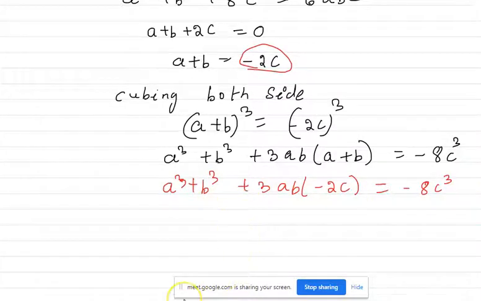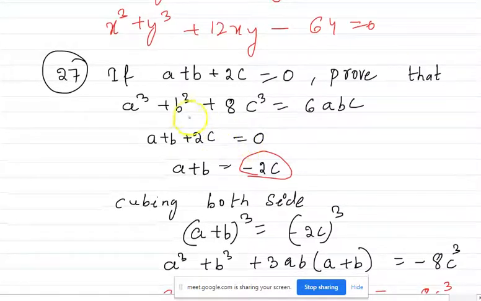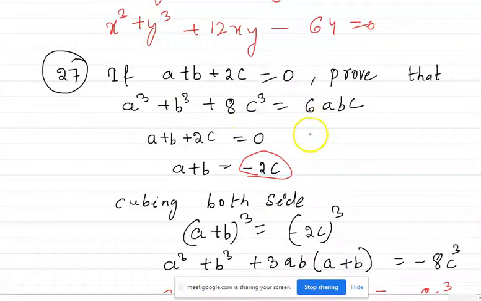So a cube plus b cube plus minus minus, so 3 2s are 6, 6abc. This one I multiplied. Is equal to minus 8c cube. Now, what do we have to prove? We have to prove a cube plus b cube plus 8c cube is equal to 6abc.